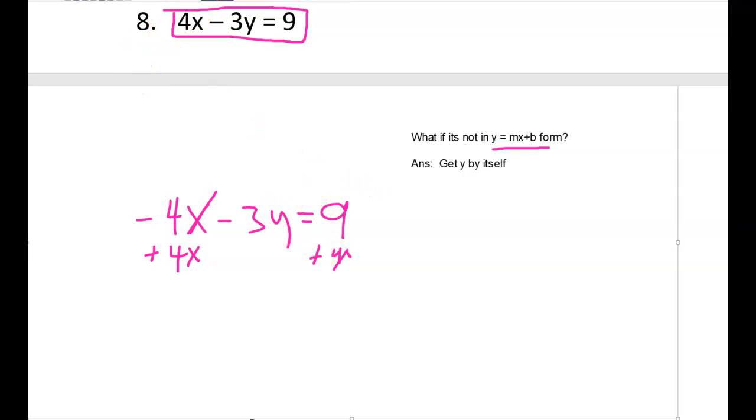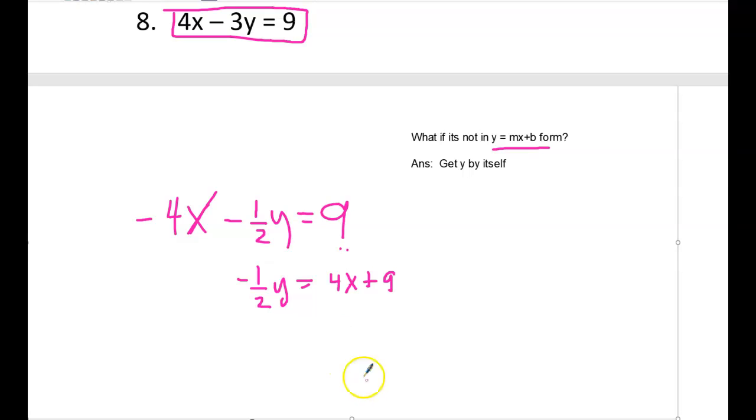Or here's another difference I could think of. What if you had a fraction? That really stinks, but unfortunately that can happen. So let's say instead of having a minus 3 there, let's say I had a minus a half. Well, you would still move the 4x to the other side. So I'm going to do that really quick. I'm not going to show my work. I'm just going to do it mentally. You'd have to add 4x on both sides, right?